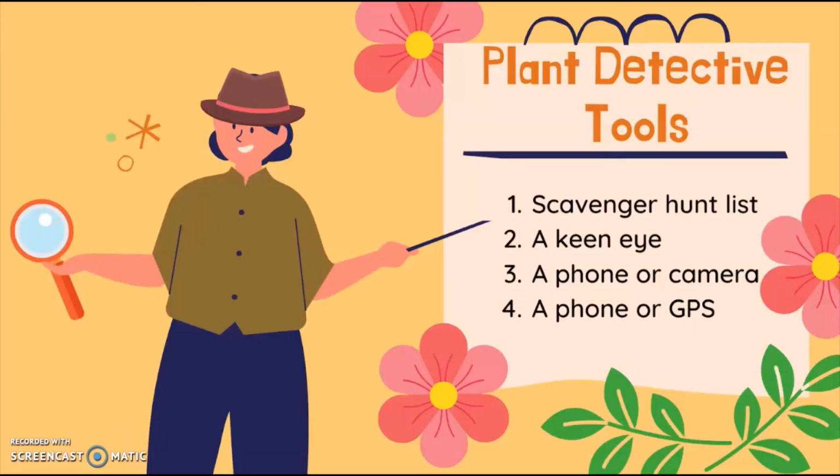So what can you do to help stop invasive plants? Well, you can become a plant detective. But first, to become a plant detective, you have to have some tools that will help you out. You'll need the Invasive Species Scavenger Hunt list, a keen sense of observation, a phone or camera to take photos of the plants that you find, and a phone or a GPS to mark the site of the plants that you find.